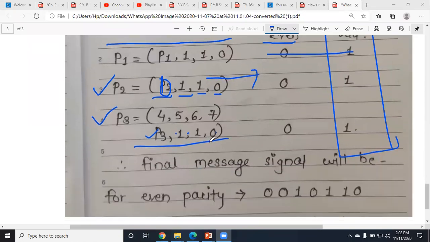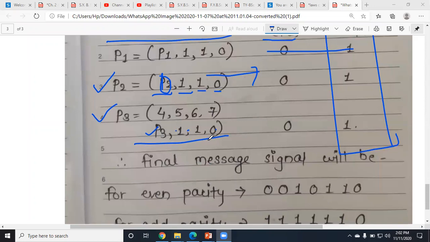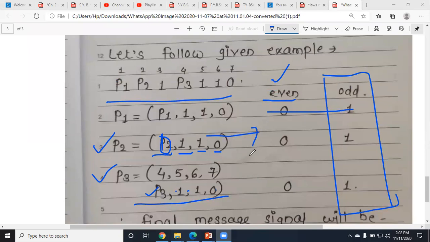Okay. So total 7 bits we are going to transmit, right? Okay, fine. Just let me tell you one thing. This is even parity. If they ask for odd parity, will you be able to write the values of P1, P2, P3? Yes, ma'am. The thing which will change is the parity bits only, right?